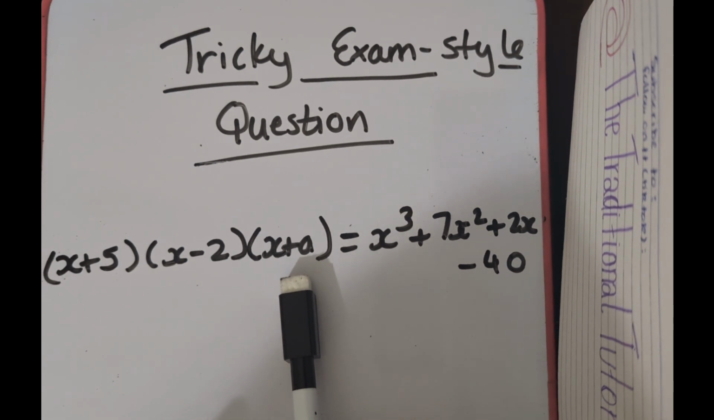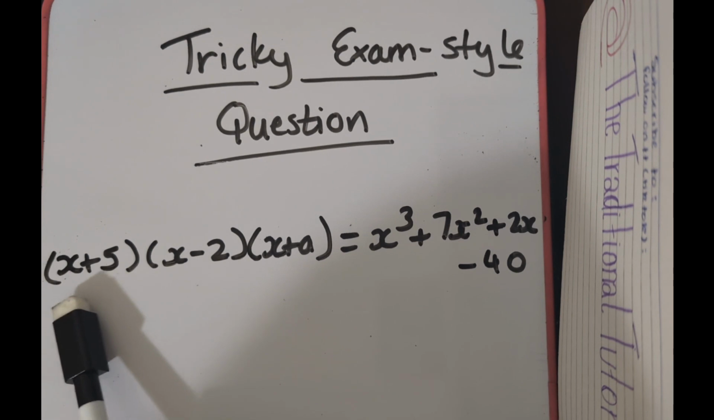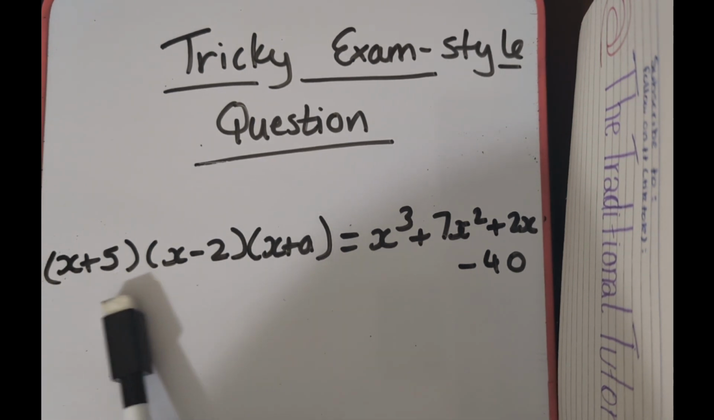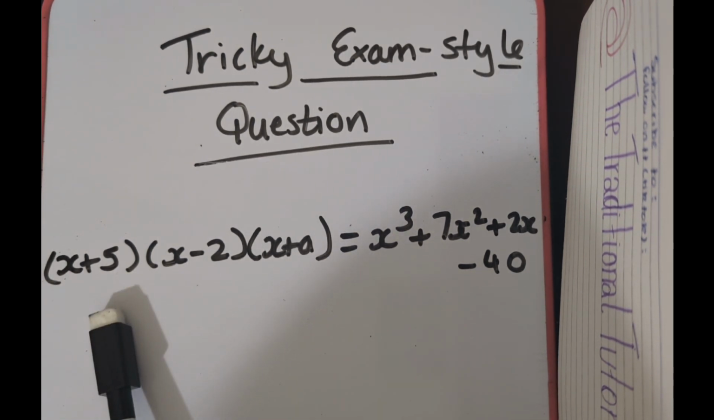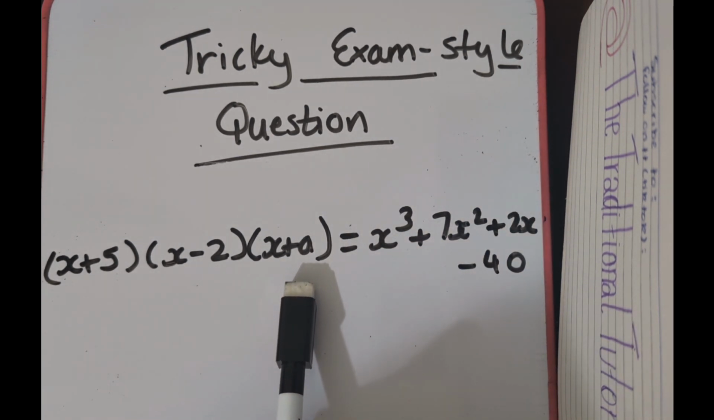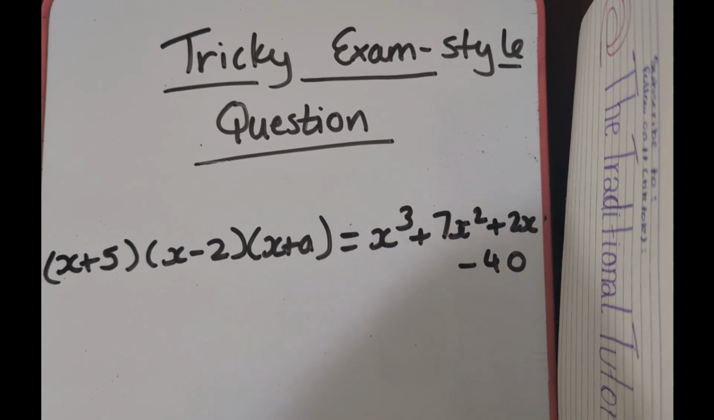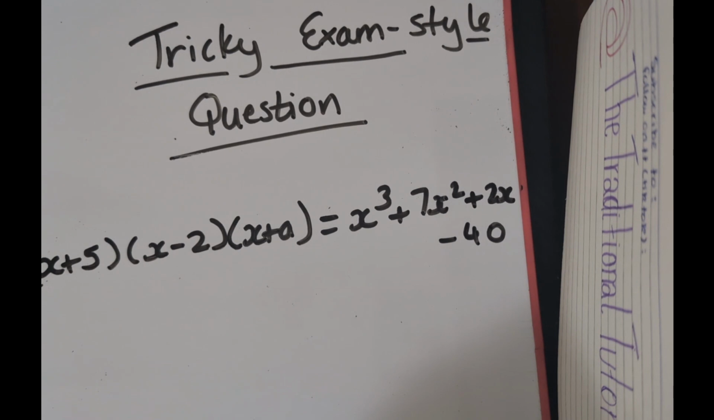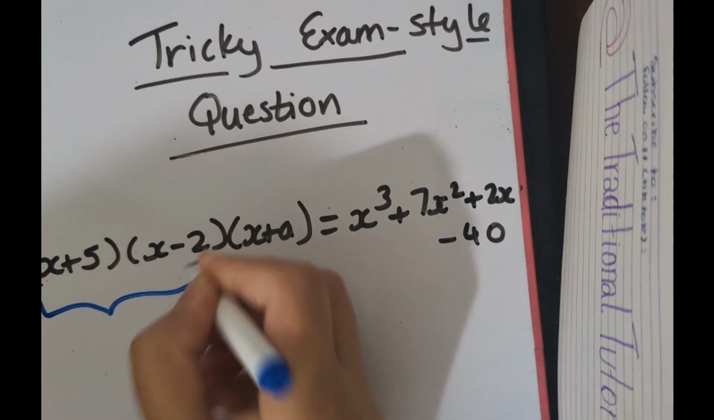One way that we can do it is just expand these triple brackets and then see what it gives us. And then from there we can try and compare it with each term here and see if we can work out what a would be. So that's one way of doing it, and that's the way that I'm going to go about it. So I'm going to just pick the first two sets of brackets and expand them.